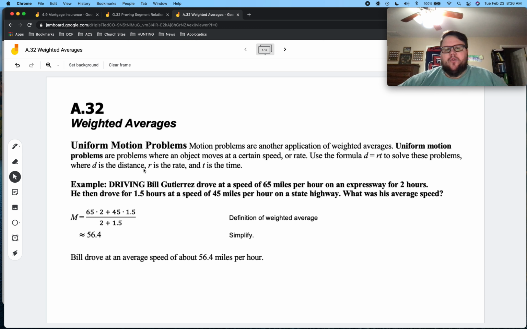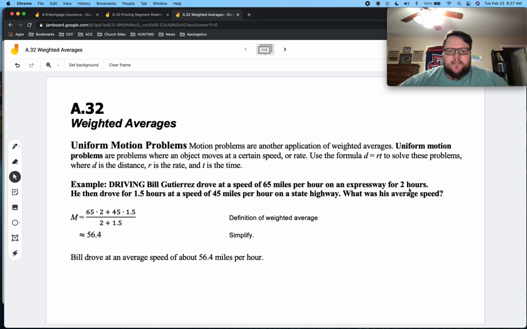So we have uniform motion problems. Motion problems are another application of weighted averages. Uniform motion problems are problems where an object moves at a certain speed or rate. Use the formula d equals rt to solve these problems, where d is the distance, r is the rate, and t is the time.